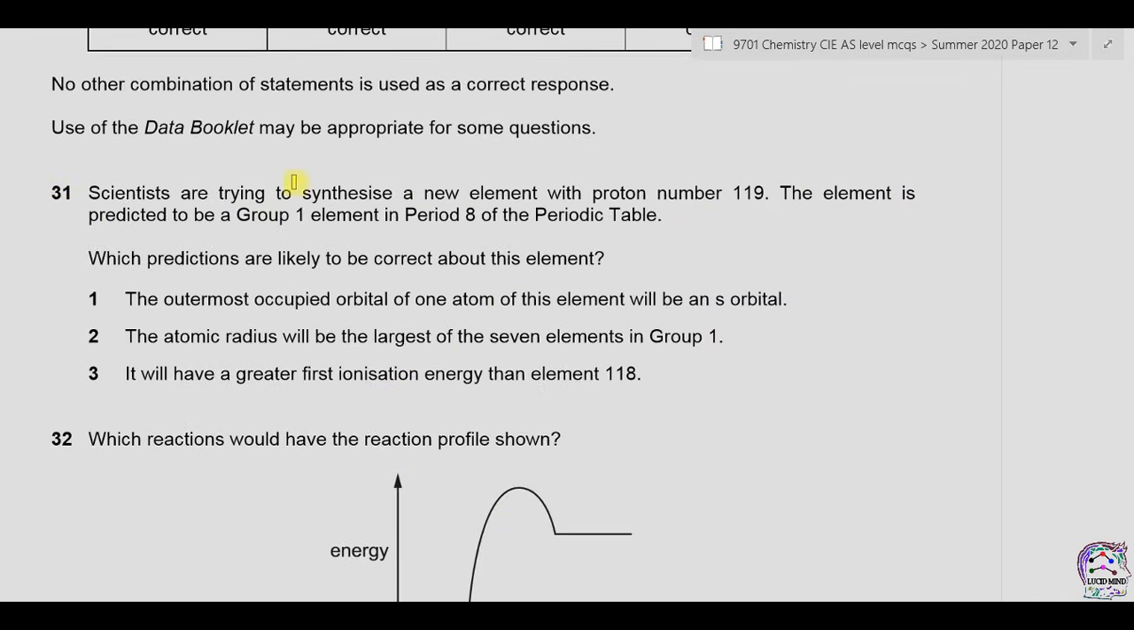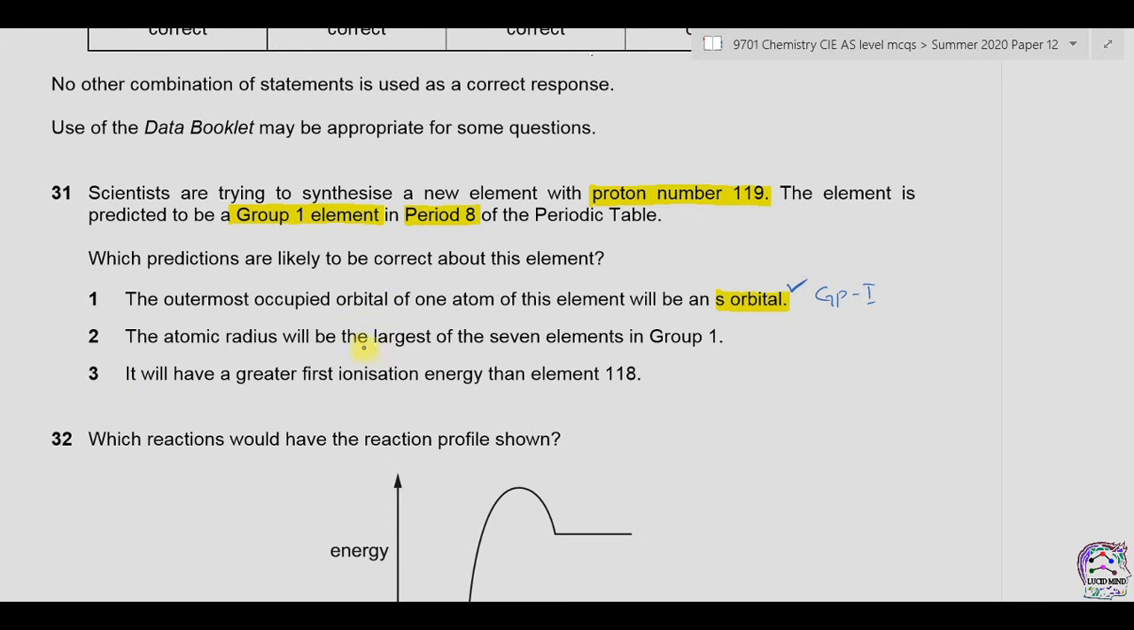Question 31. Scientists are trying to synthesize a new element with proton number 119. The element is predicted to be a group 1 element in period 8 of the periodic table. Which predictions are likely to be correct about this element? 1. The outermost occupied orbital of one atom of this element will be an s orbital. As we know, the group 1 elements always end up in the s orbital and they are called s block elements, so therefore this option is correct.